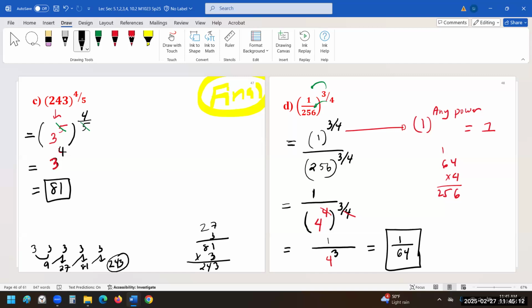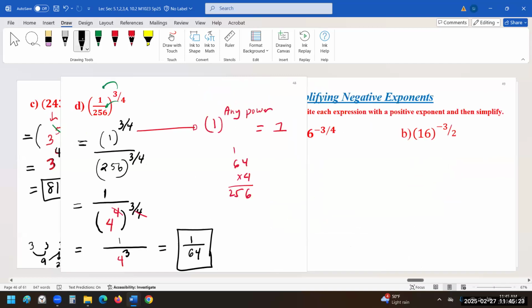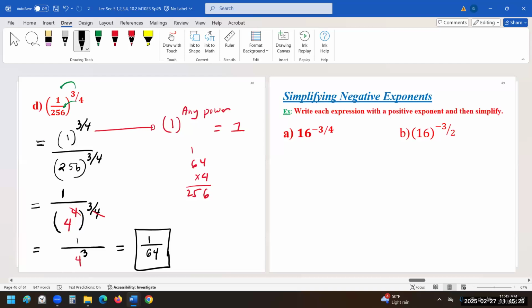So who is confused? Who needs more help? Anyone? Kind of? Can you do another one? Sure. We have more, but with negative power. They're the same. The only difference is the negative power will turn into a fraction.